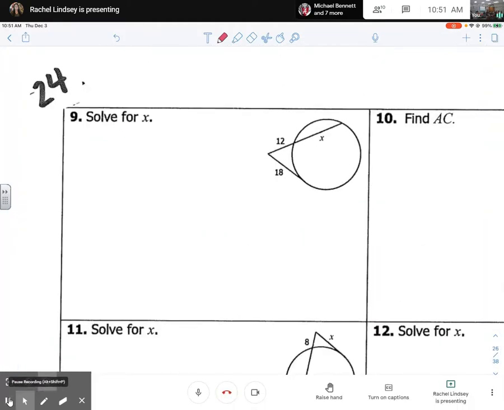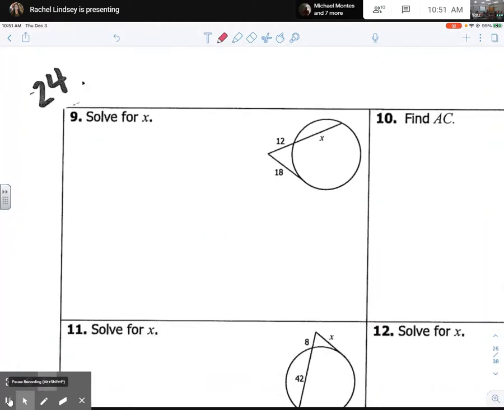So now this has a tangent and a secant. So the outside of the secant is 12. What would the whole secant be? X plus 12. And then the outside on the tangent is 18. The whole of the tangent is 18. So 12 times x plus 12 equals 18 times 18. So 12x plus 144 equals 324. Subtract 144.